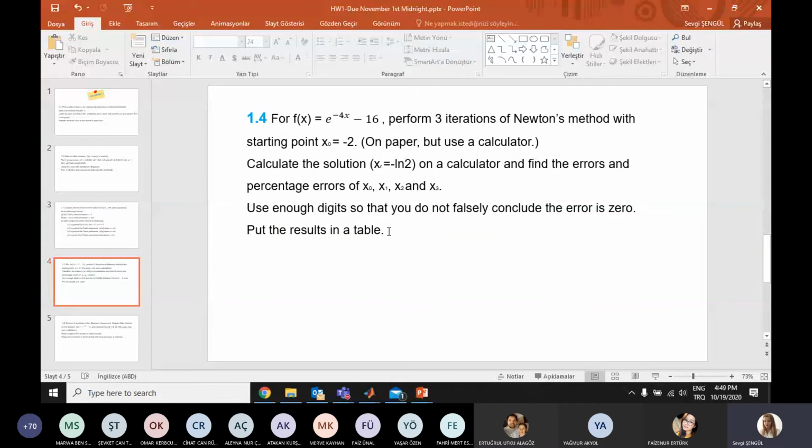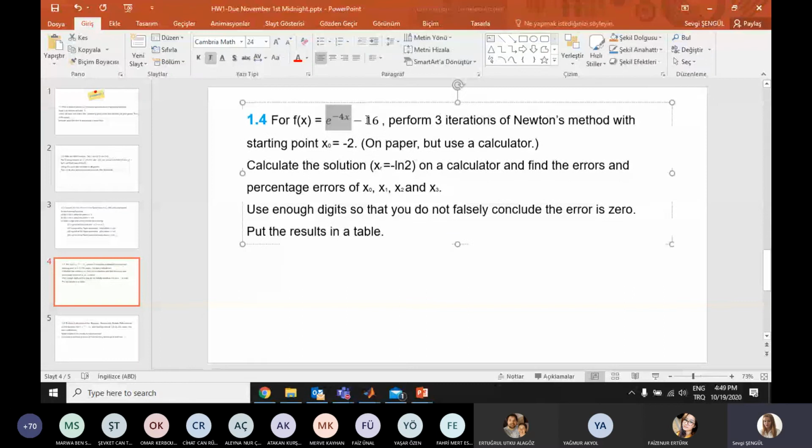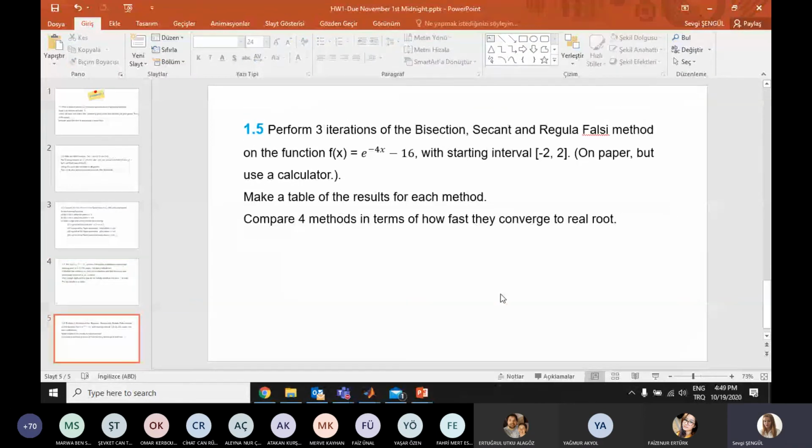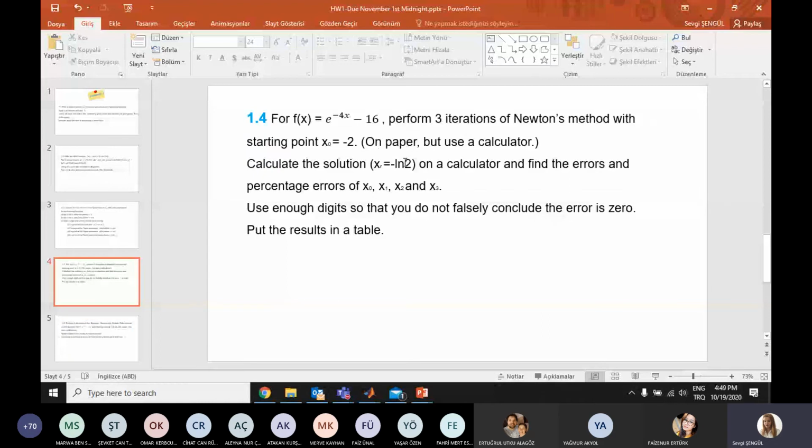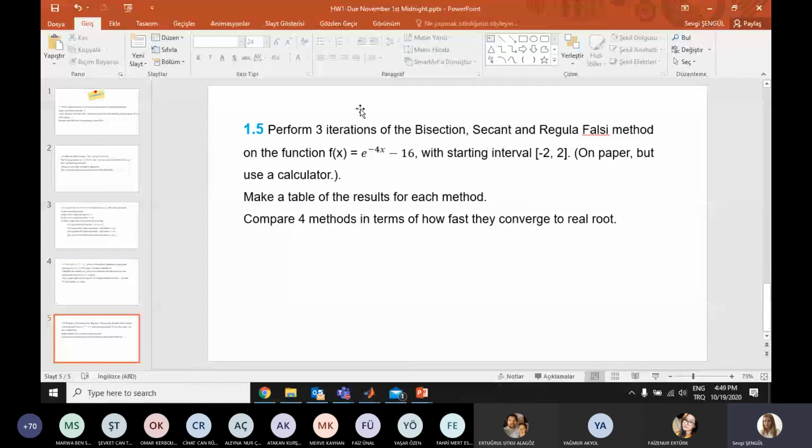Also, this is the fourth question. You need to perform 3 iterations for Newton iterations, and also not just Newton, but bisection, secant, and regula falsi. You need to do it by hand, okay? But you can compare with our program results and put the results in one table. And you can compare how fast they converge to real roots, which one is fastest. Okay? These are 5 questions.